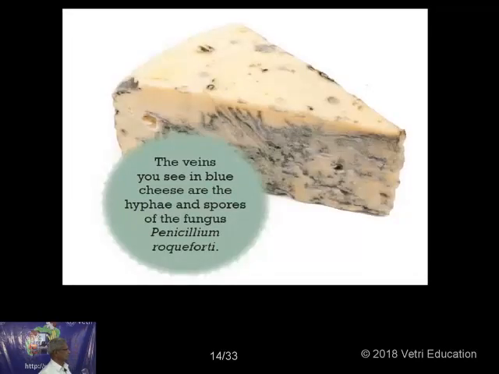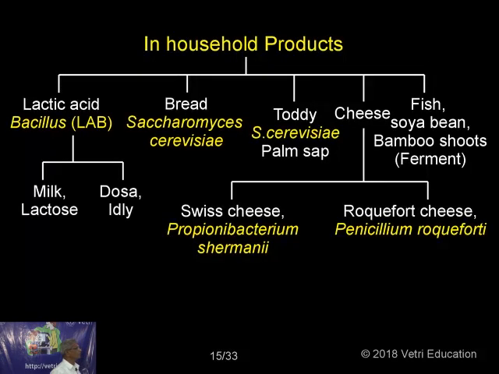See, the veins you see in blue cheese are the hyphae and spores of the fungus Penicillium roqueforti. So these lines that we are seeing, the blue lines, they are the Penicillium. Of course, they are all edible fungi. They are not disease-causing fungi. They are used in the fermentation processes.